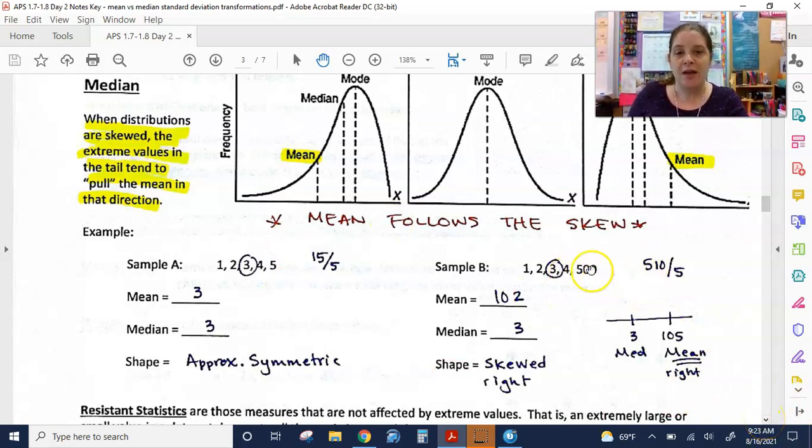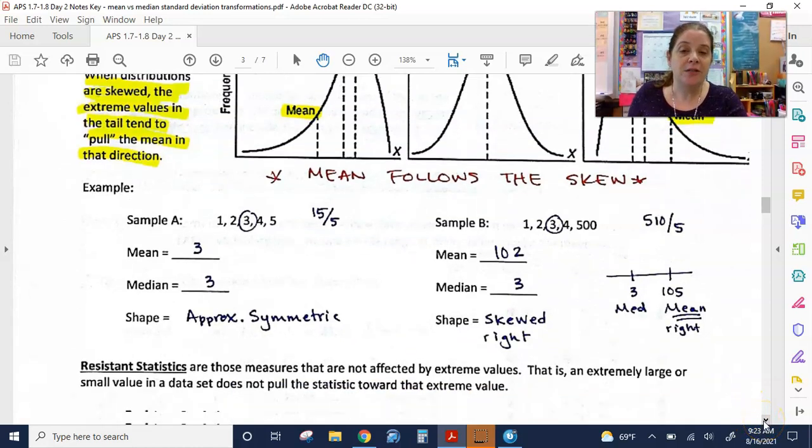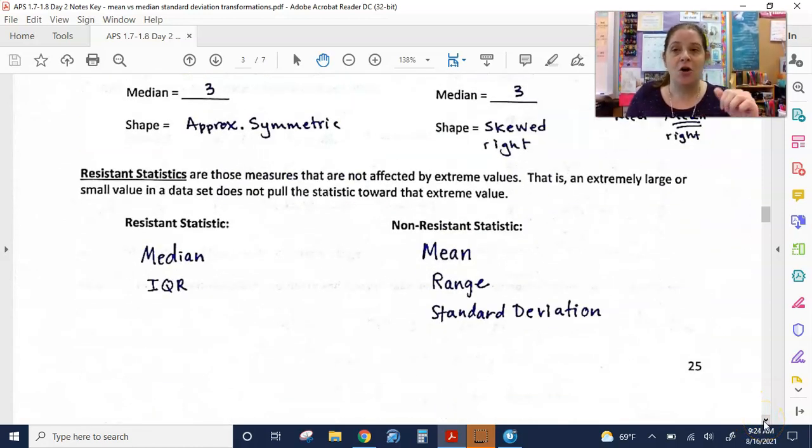Also notice how much that big number, which is probably going to be an outlier here, has a dramatic effect on the mean, but it doesn't affect the median at all. Okay, so what we have noticed is that there are some kinds of values that are what we would call resistant statistics. They're not affected by extreme values. So if you've got an extremely large or an extremely small value in the data set, it doesn't tend to pull towards that value.